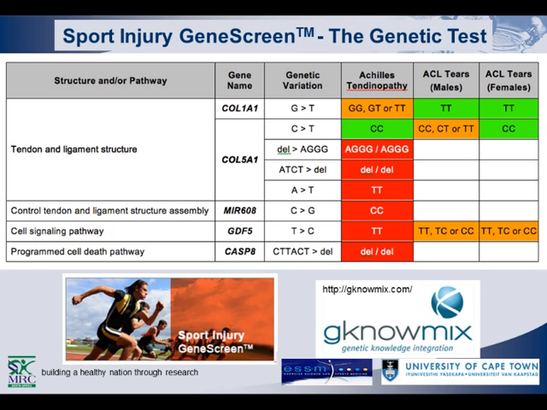If you look at the sports injury gene screen test, these are the 5 loci that are tested and the 8 polymorphisms that are tested. The cells in red indicate the high risk scoring genotypes. The cells in green are your protective genotypes, and the cells in orange have no effects to date.